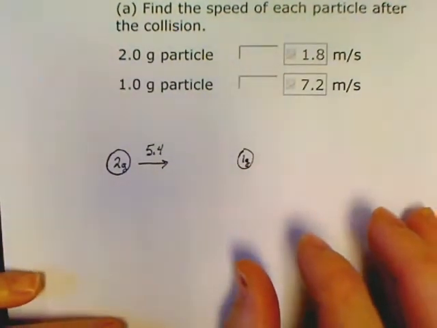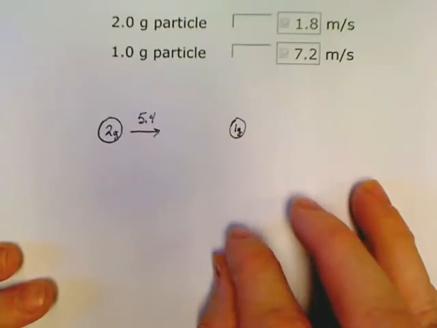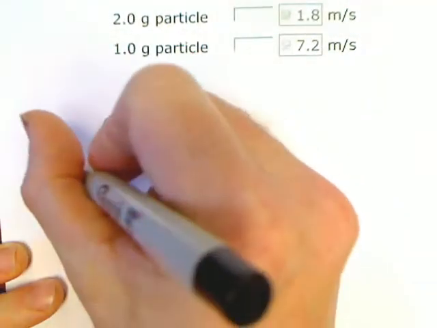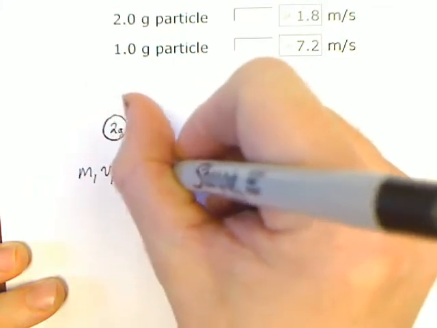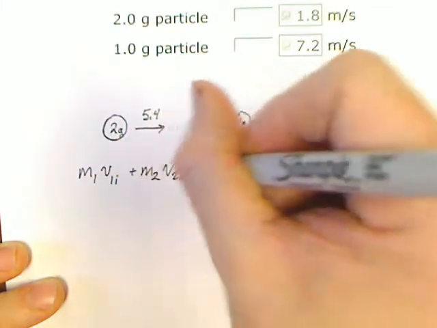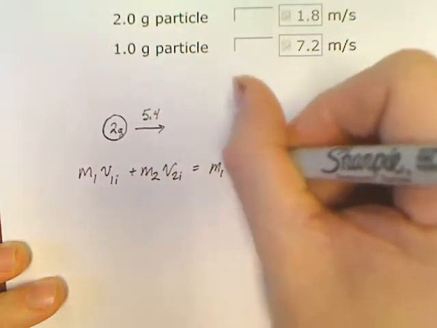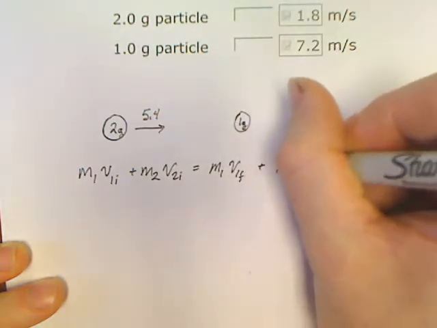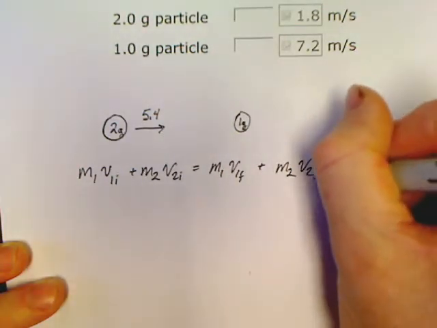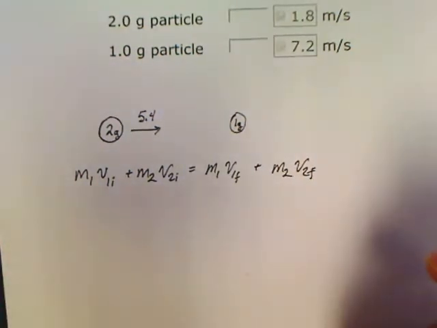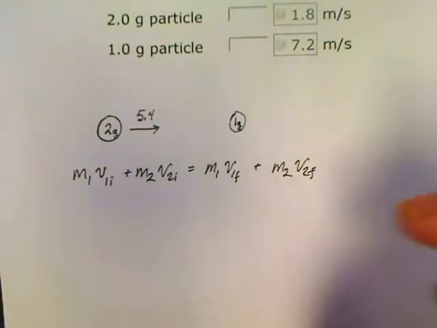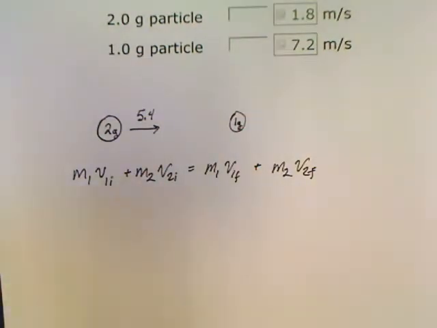So the first equation pops in your head. These two things are going to hit and bounce off of each other. Well, the first thing that should pop in your head is M1 V1 initial plus M2 V2 initial equals M1 V1 final plus M2 V2 final. That is our first equation.